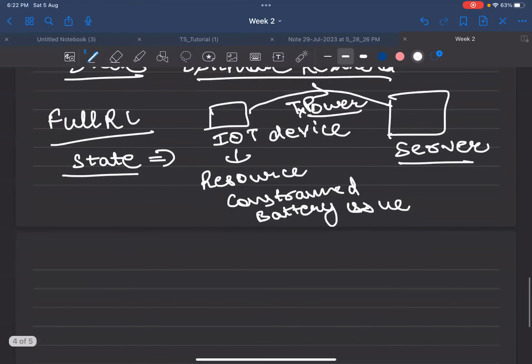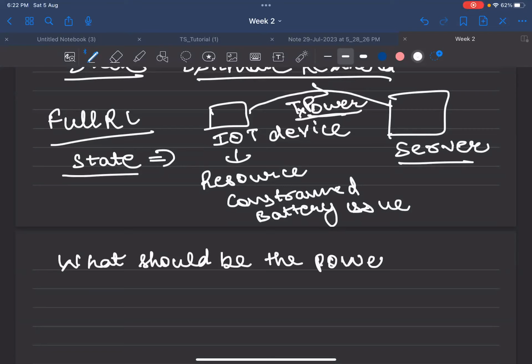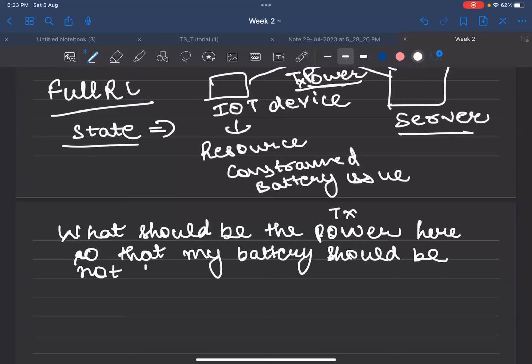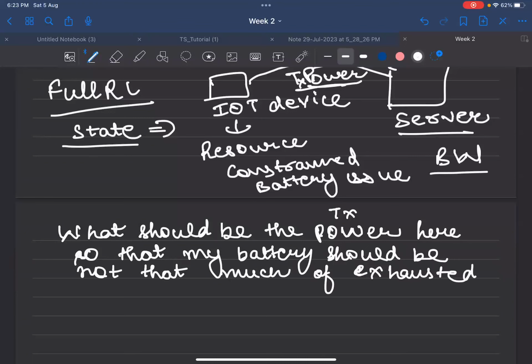Now the main objective is, what should the transmission power be so that my battery is not that much exhausted? And when we are transmitting, the bandwidth can obviously change here.